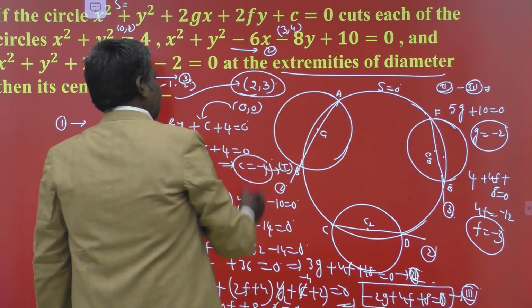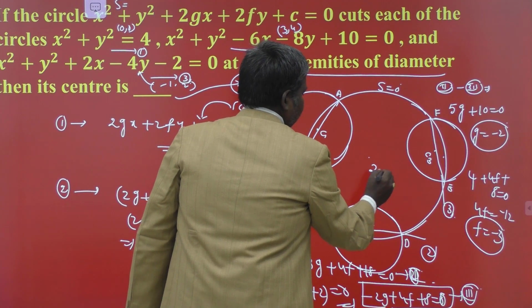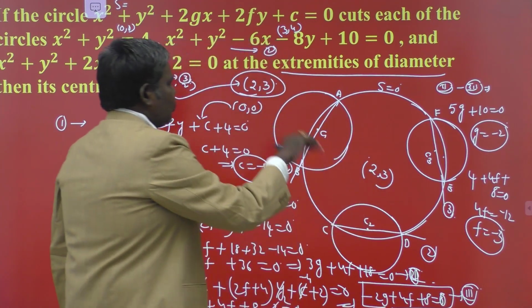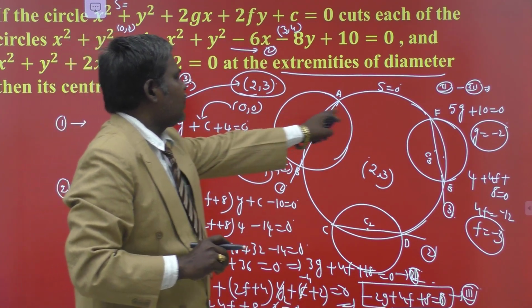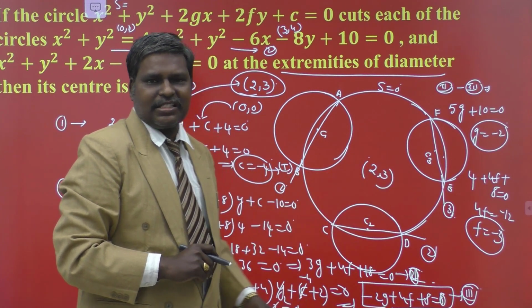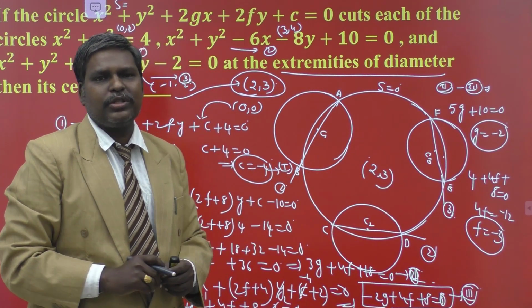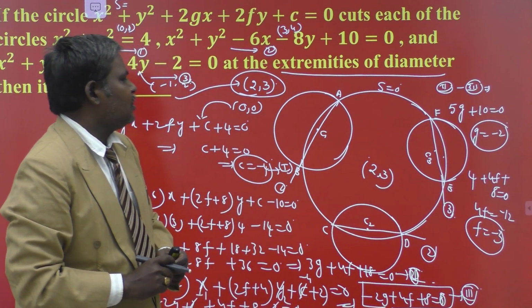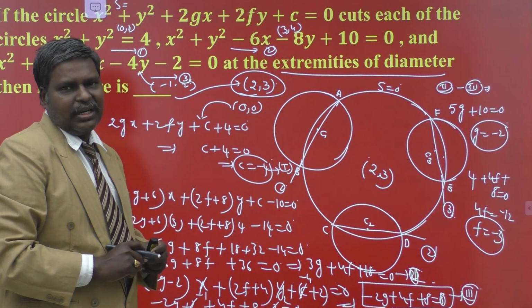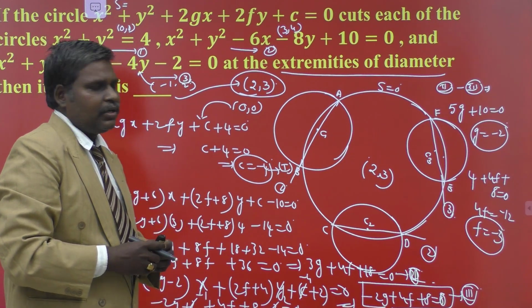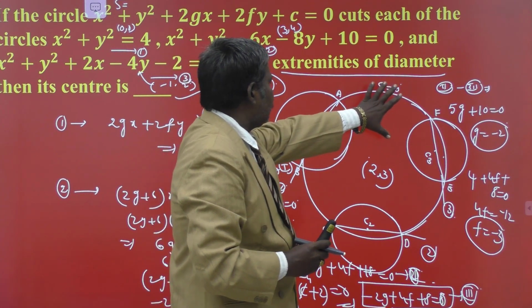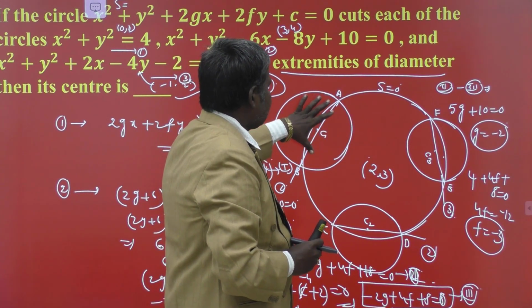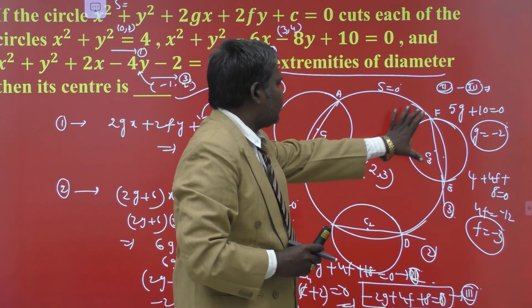2 comma 3 is the center of the circle which passes through the extremities of the diameters of the three circles. Not cutting orthogonally here, the sense is different here. So what is the role of S, C, G equal to 0? It is passing through the extremities of the diameters of the three circles.